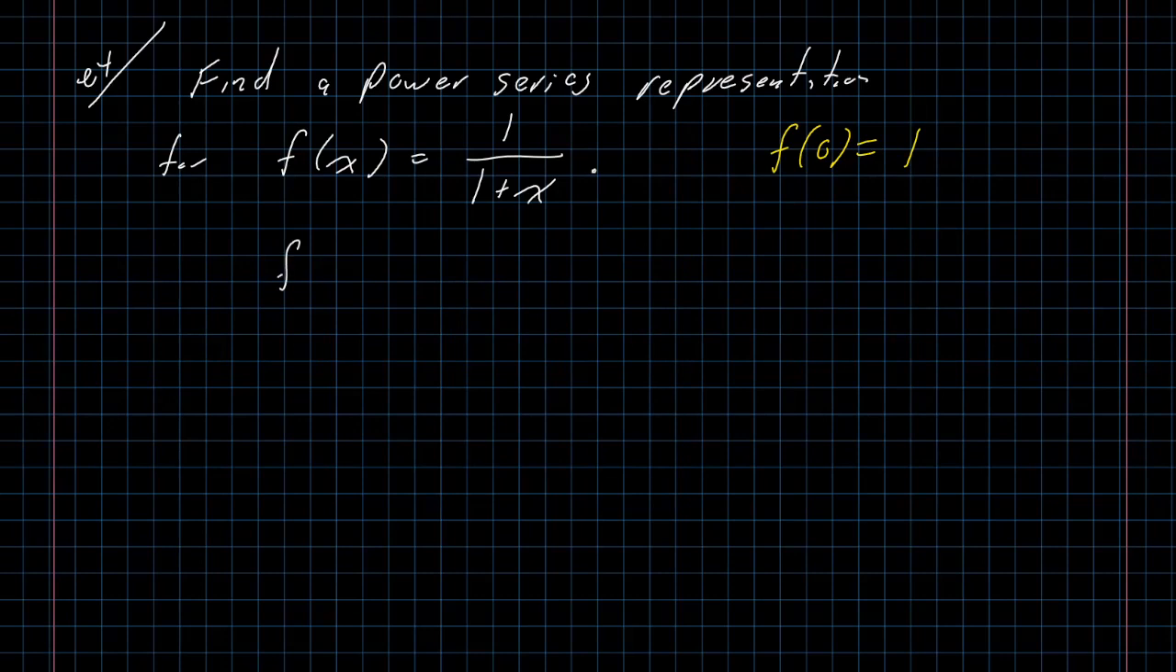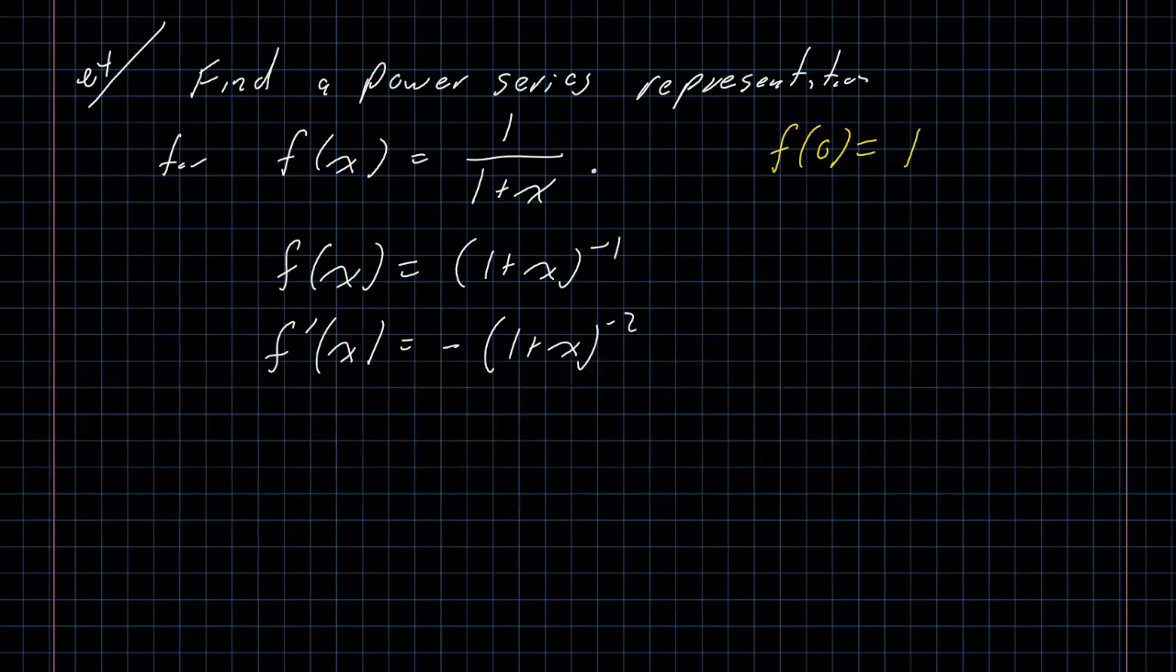And then if I take a derivative, f prime of x, differentiating 1 over 1 plus x, thinking about this as 1 plus x to the negative 1 power will make the process make a little bit more sense. I'm going to have the negative of 1 plus x raised to the negative 2 power. And when I plug in x equals 0, 1 plus 0 is 1, 1 raised to any power is 1, and I get f prime of 0 is negative 1.